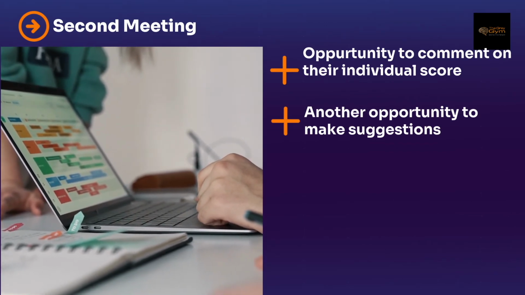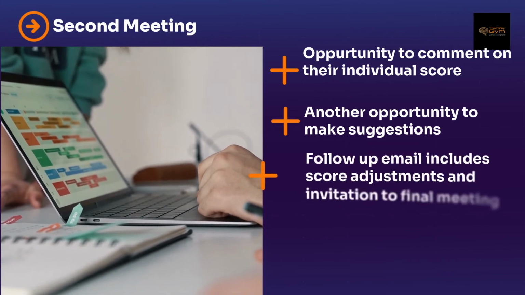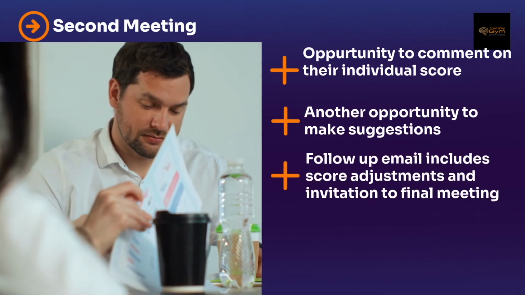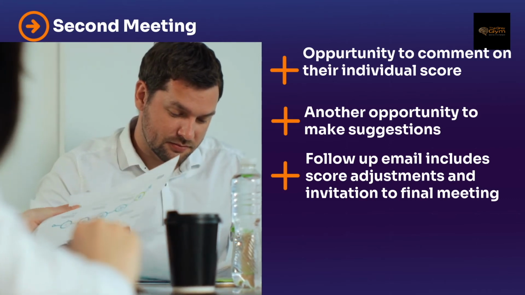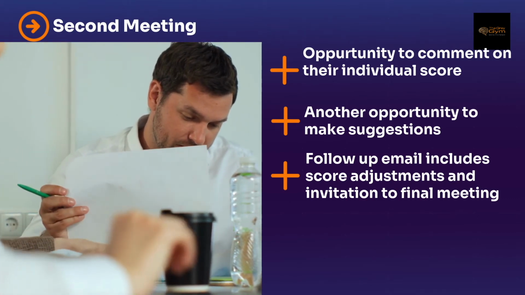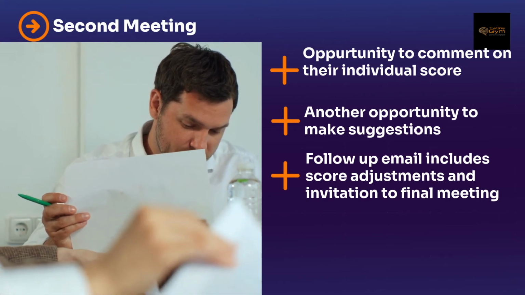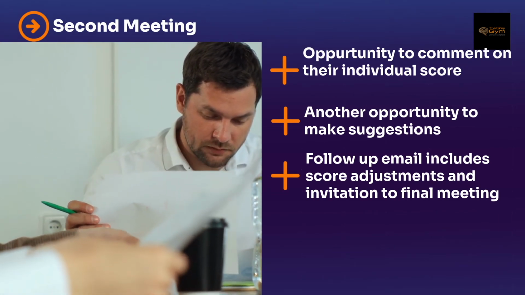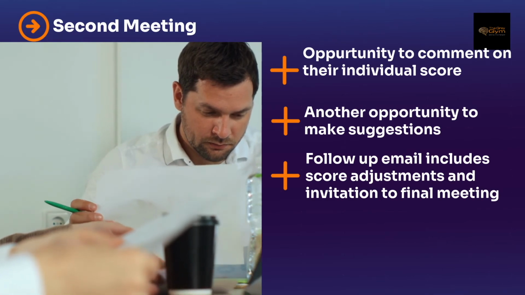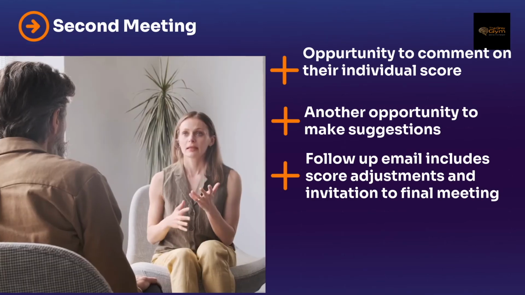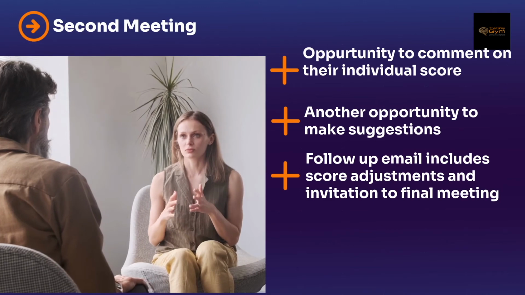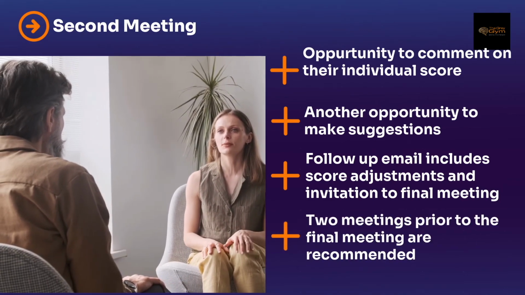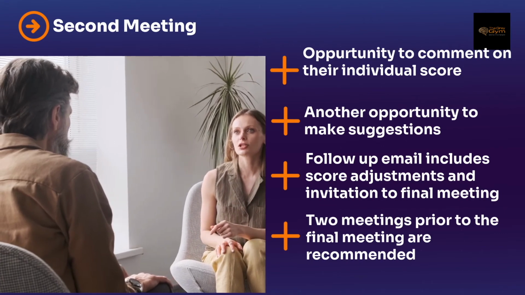Once this meeting is over, again send them a follow-up email including any adjustments made to their scores. In this email, you must also invite them to the next and final meeting in which the outcome could be dismissal. If you don't have a pool or selection criteria, it's worth at least having a consultation meeting before going straight for the final consultation meeting. Two meetings are recommended, however, this obviously depends on the situation of your organization.